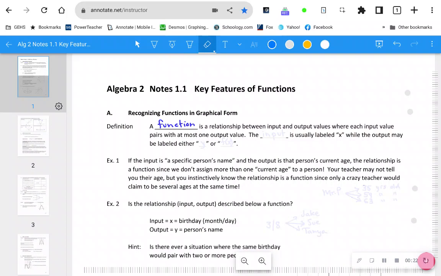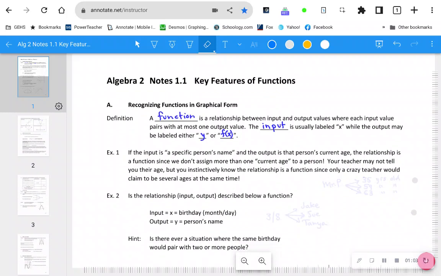A function is any relationship in which the input value generates at most one output value. So if I have a number coming in, I can only associate with that number at most one answer. The input is usually labeled x, and the output is usually labeled y, but sometimes it's f of x. You may have seen this in the earlier course in Algebra 1. Your teachers probably said, if you see an f of x, just replace it with a y. That's not exactly right, but it is a fairly good place to start.